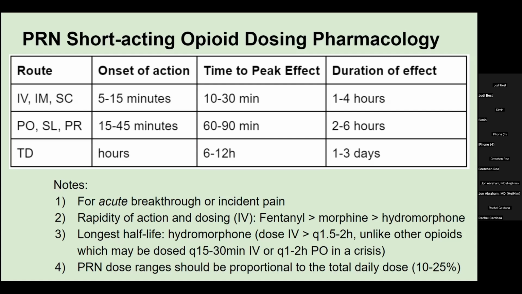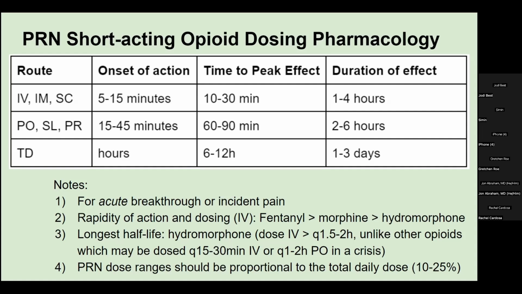It's also important to understand the rapidity of action of the medication. So typically fentanyl kicks in slightly faster than morphine. Hydromorphone is the longest acting, and so it's going to take a little longer to kick in, but it's going to last longer. So hydromorphone is the one opioid where you really don't want to give it more often than every 90 to 120 minutes, because otherwise it will dose stack, and then a few hours later you might end up with some respiratory depression. So that's important to know.